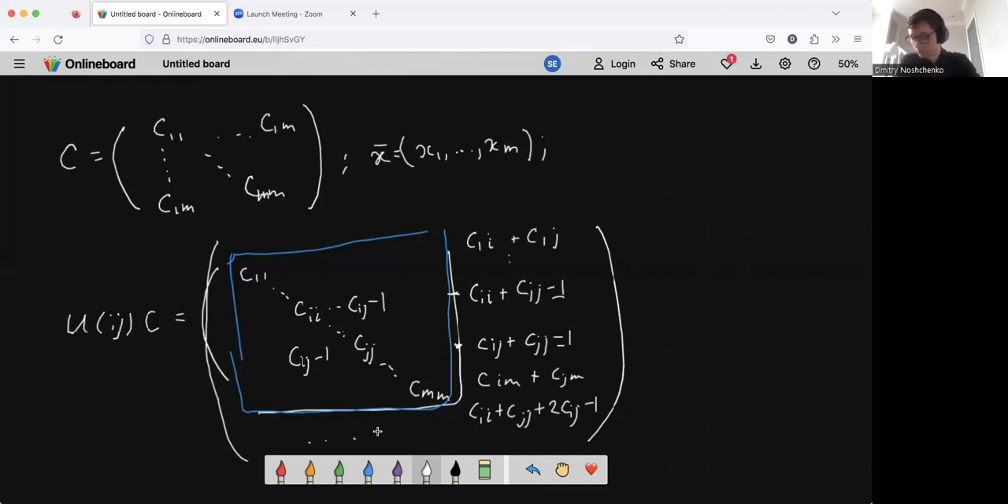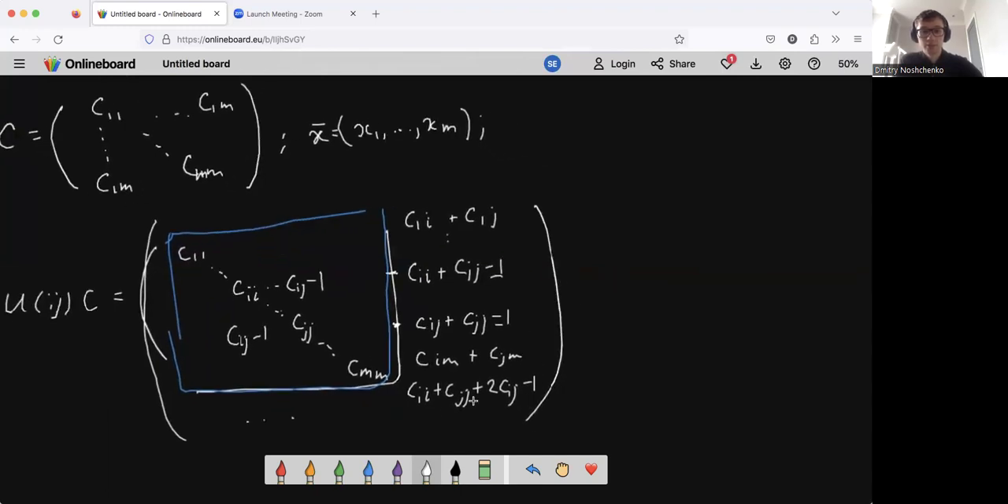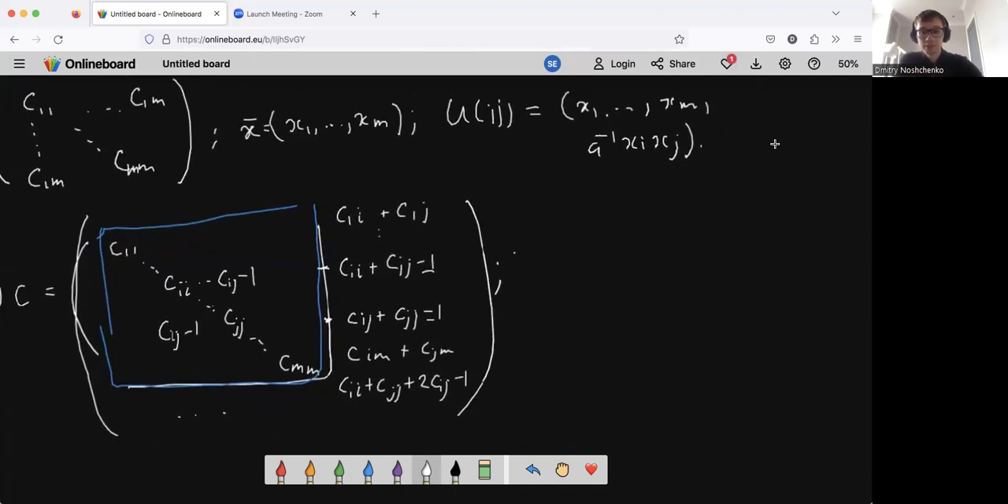So this is the modification of the matrix, and the vector is very simply modified. If you act by uij now on this vector, then this just appends an extra node, which is of course Q inverse xi xj. So this is the general definition of unlinking, and now we can state a theorem.